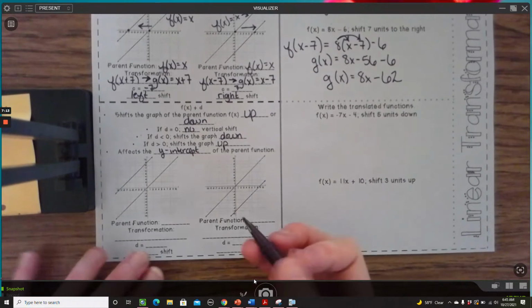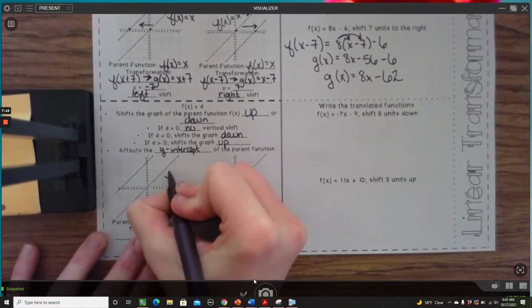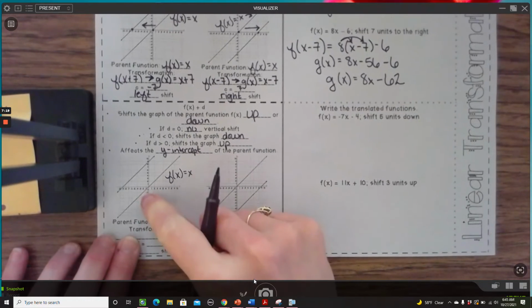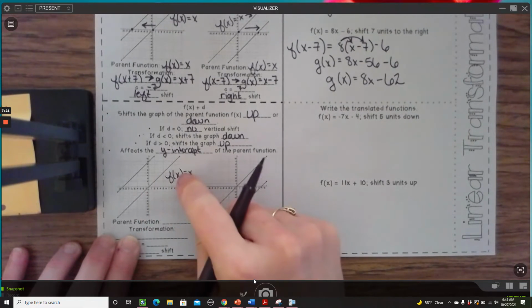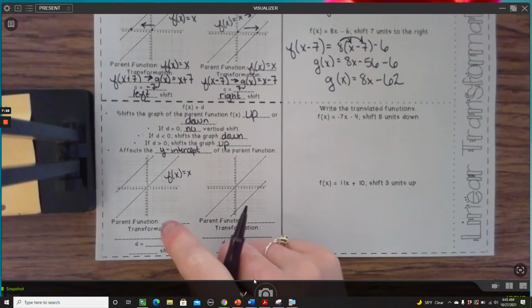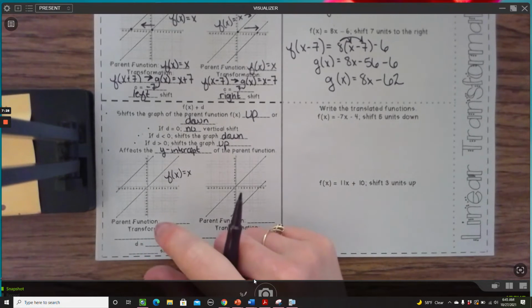Okay, so our parent function is this line here that goes through the origin. This is f of x equals x. So anytime you see a line, and this is the equation, y equals x, that's the parent function. That's where you're starting from.